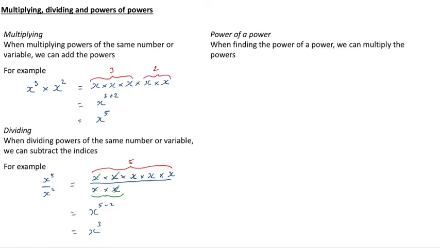Power of a power. When we're finding the power of a power, we can multiply the powers. So as an example, we have alpha squared all cubed, and that means we have alpha squared times alpha squared times alpha squared, because we're cubing it. That means we have alpha to the power of 2 plus 2 plus 2, or another way of looking at it is 3 lots of 2. So that gives us alpha to the power of 6.